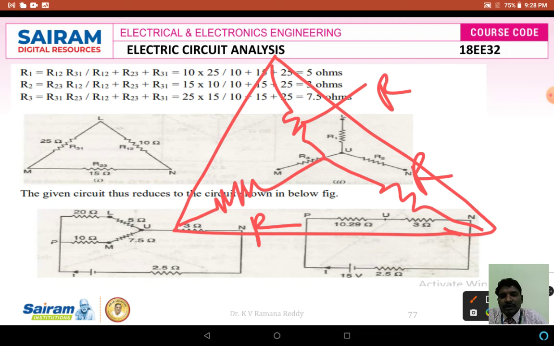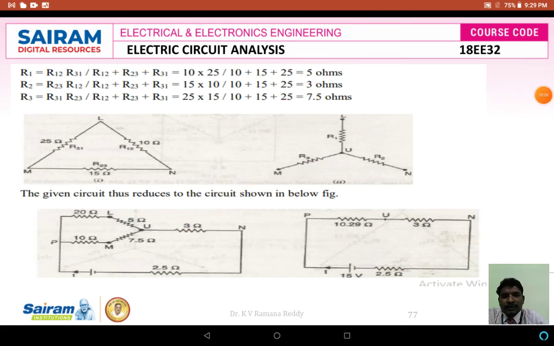This resistance is nothing but the product of 25 into 10 divided by 25 plus 10 plus 15. That is the solution, and here the value is equal to 5 ohms. Similarly, for the remaining resistances, one value is 3 ohms and another value is 7.5 ohms.